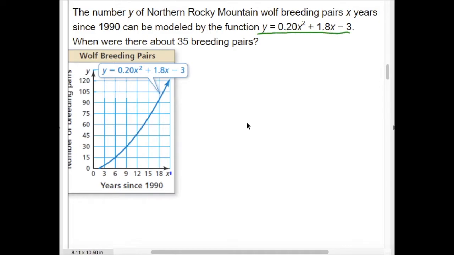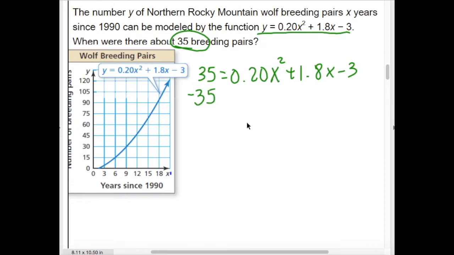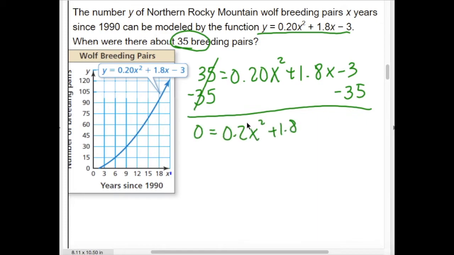You need to use this model to determine when there were 35 wolf breeding pairs. So let's make a plan: to find when there were 35 breeding pairs, find x values for which y is equal to 35. That's what I'm writing right now. y becomes 35, so 35 equals the rest of your given equation. I'm going to move over 35 because I want my quadratic function to equal 0 always. So 0 is equal to 0.20x squared plus 1.8x minus 38.